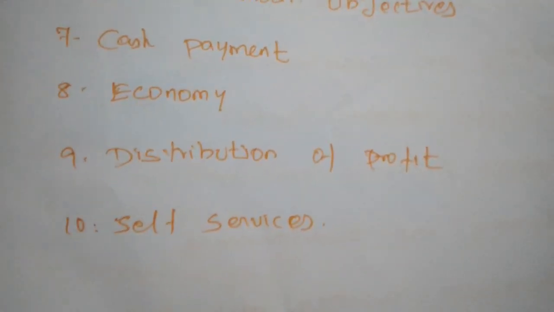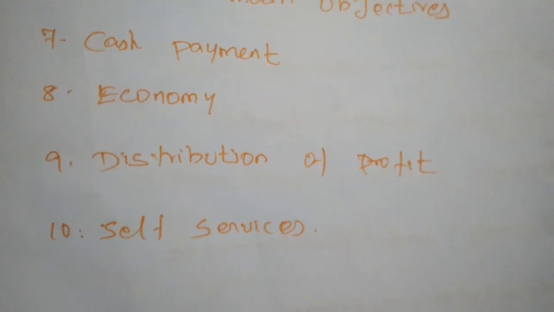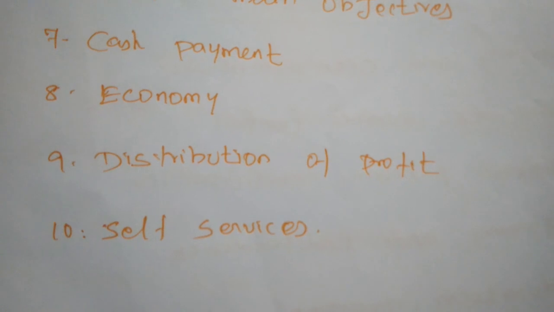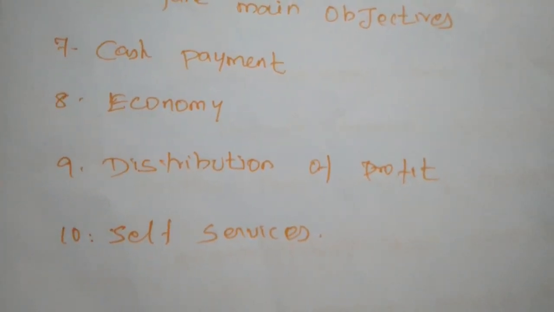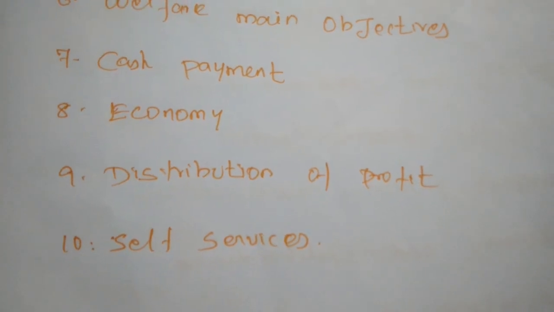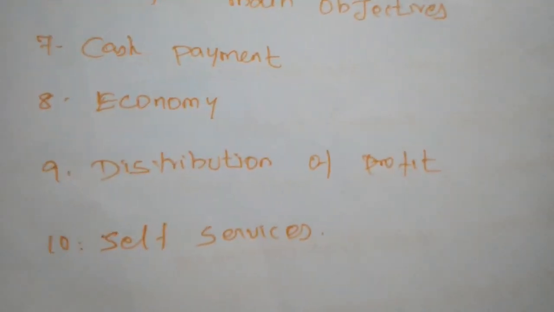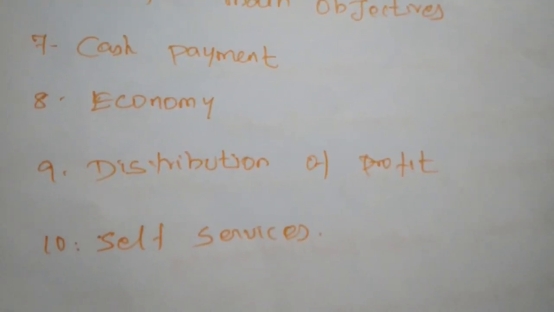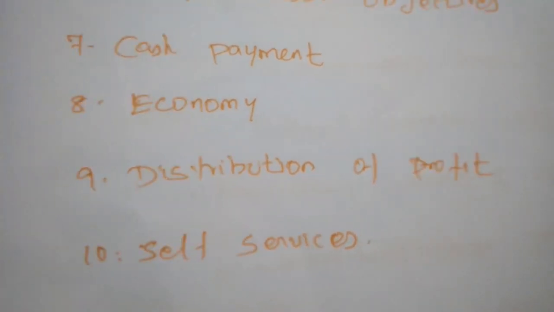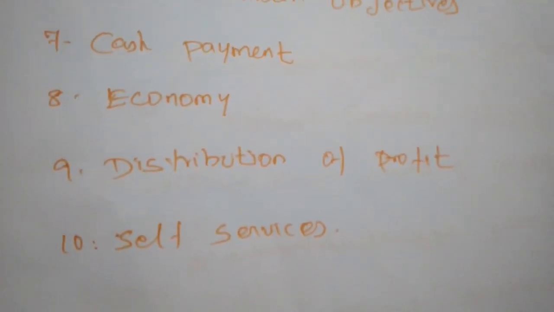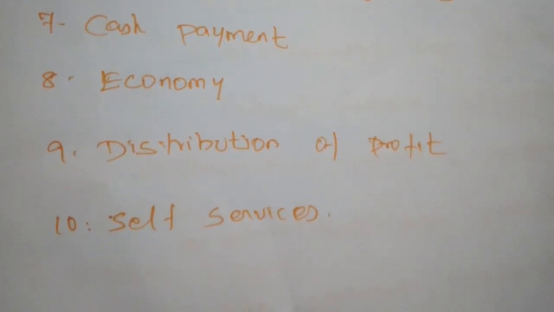Next, distribution of profit. The profit can be distributed among the members according to the Cooperative Act. Already we have studied the memorandum of association. If the distribution of profit amount is mentioned in the memorandum of association, they have to distribute on the basis of the mentioned amount.